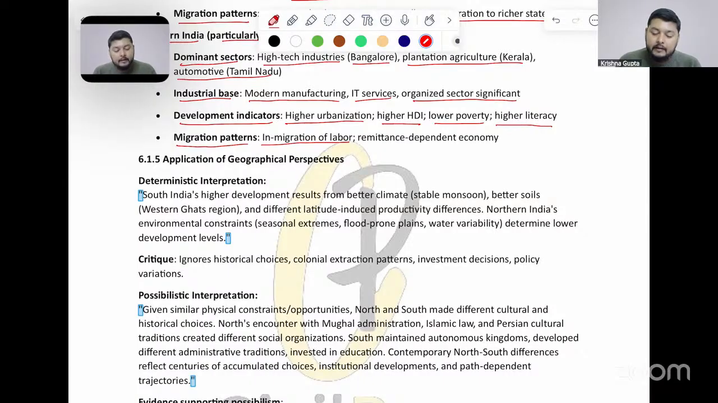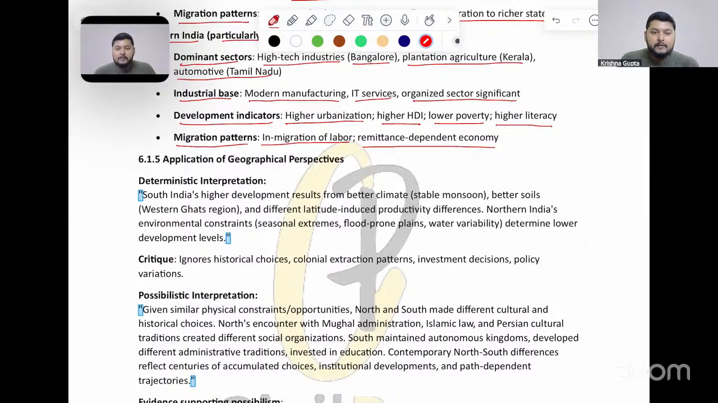Remittance-dependent economy: for example, people come from states like Bihar, Uttar Pradesh, Madhya Pradesh to these regions for work, and they send back a certain amount of money to their home states. If they're earning around 1 lakh rupees, around 20,000 to 30,000 is sent every month by a single person to their families back in those particular states.